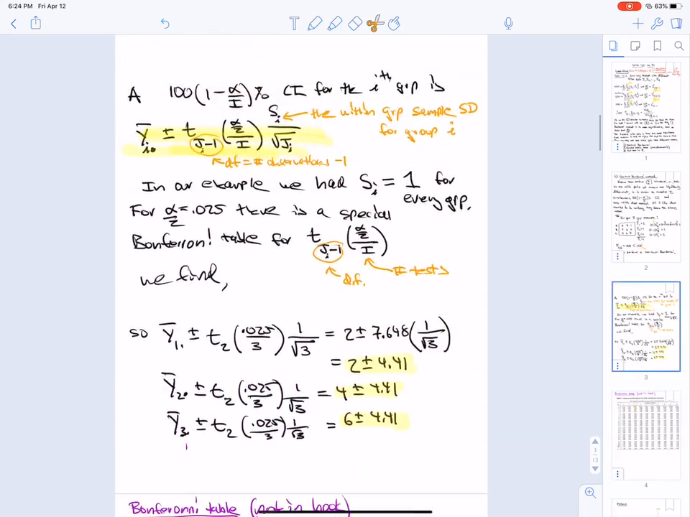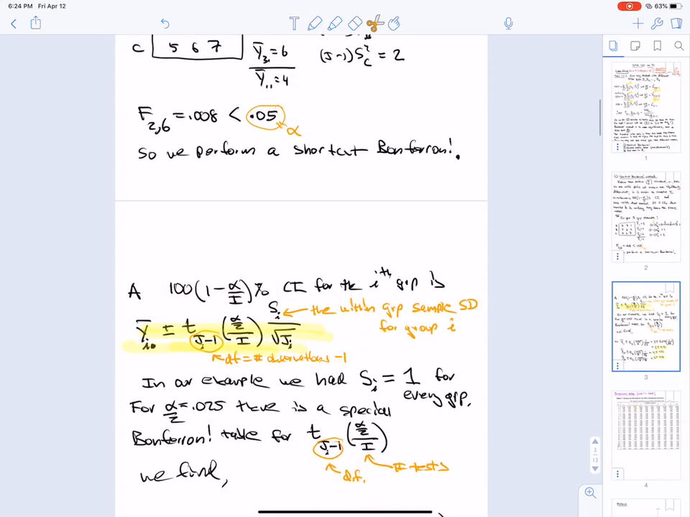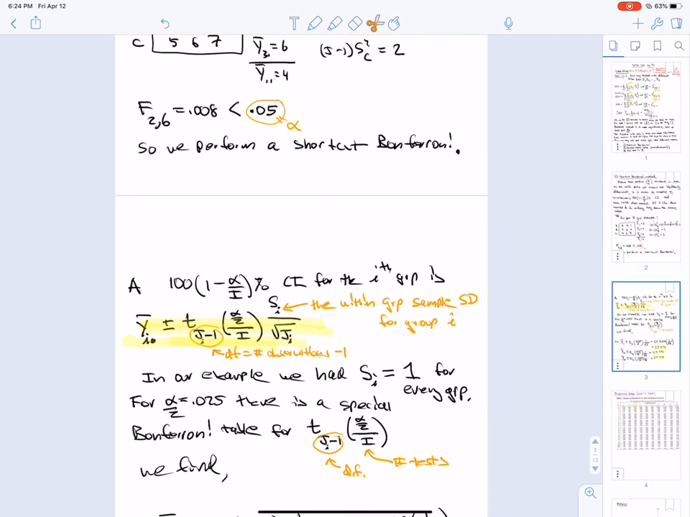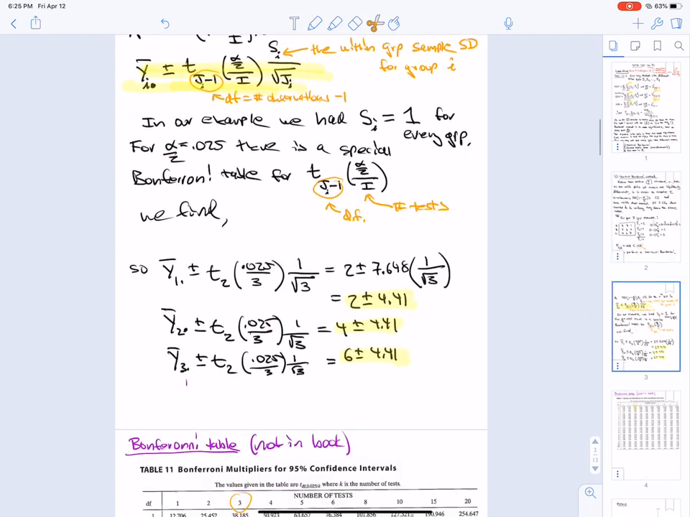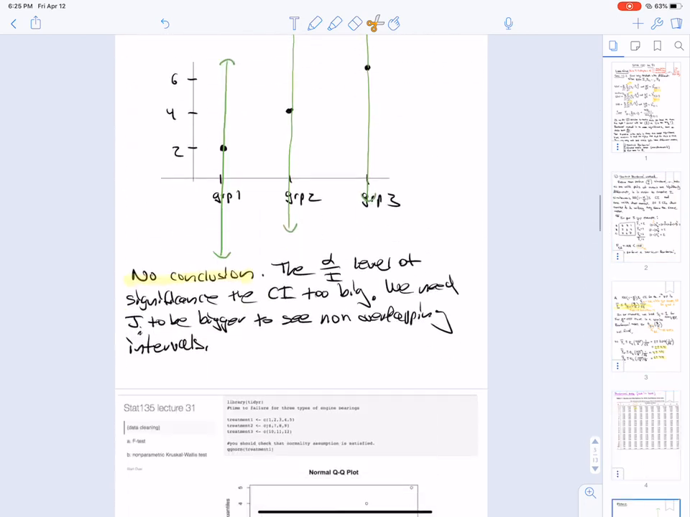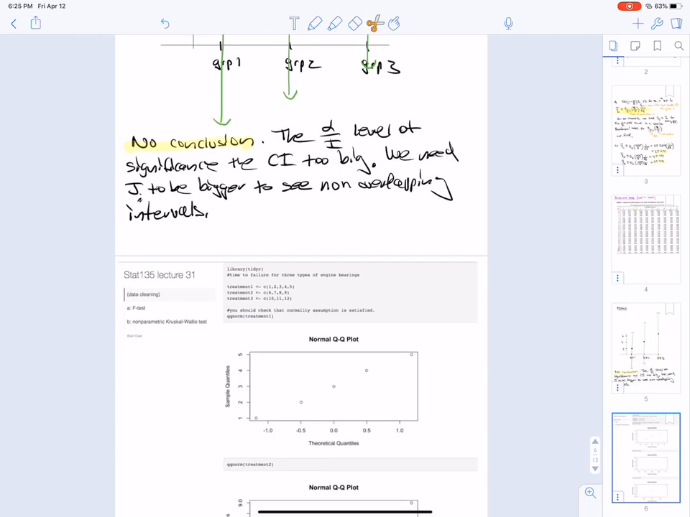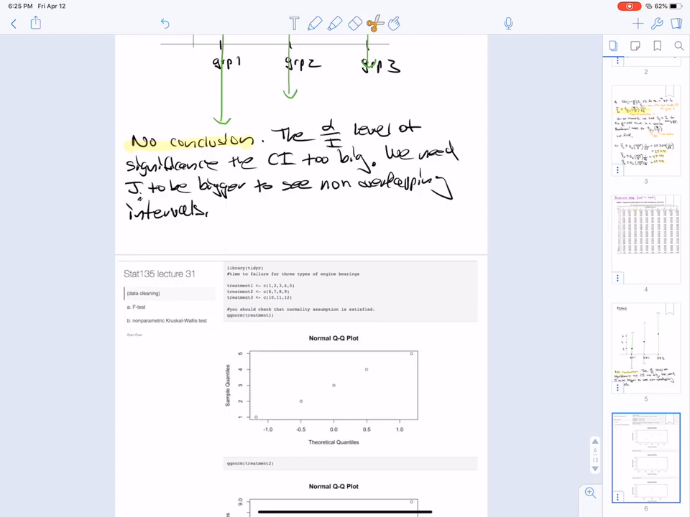Notice here in this formula for the confidence interval, if you have the ji's being larger, it's in the denominator. It's SI over square root of ji. If ji is larger, that would make the intervals shorter. So there's really no conclusion that we can make from shortcut Bonferroni here.